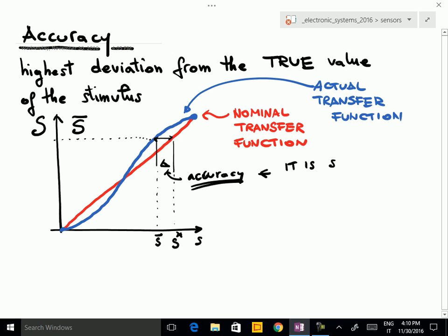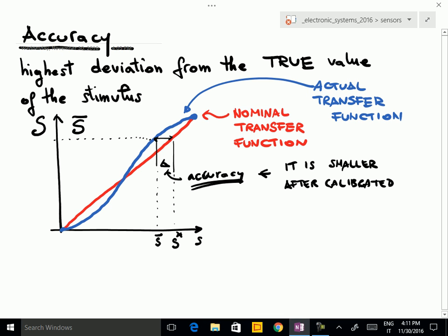It is smaller. If a sensor has to be calibrated, typically the accuracy is measured after calibration. Before calibration, it can be really high.